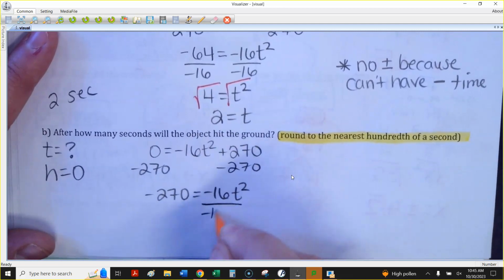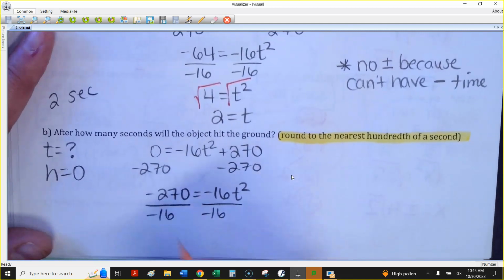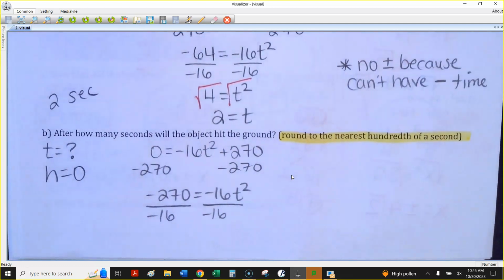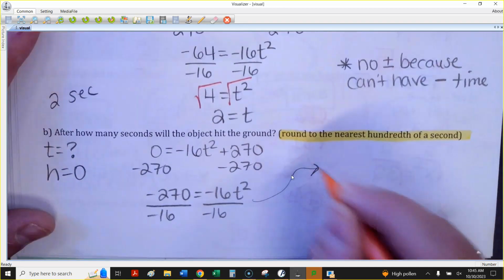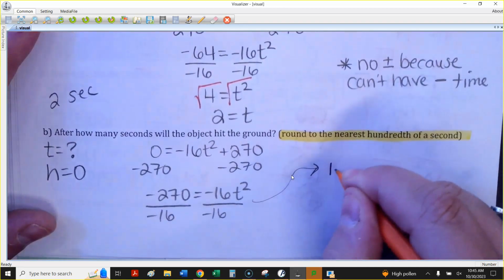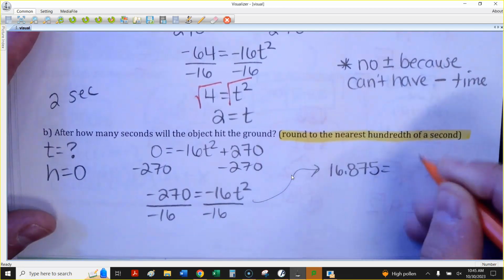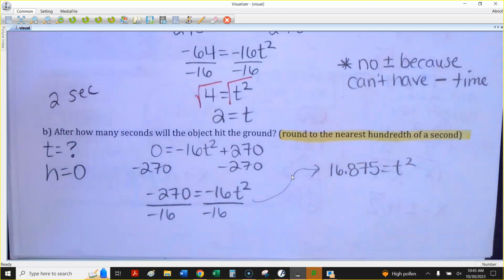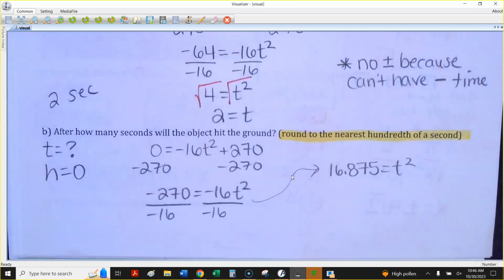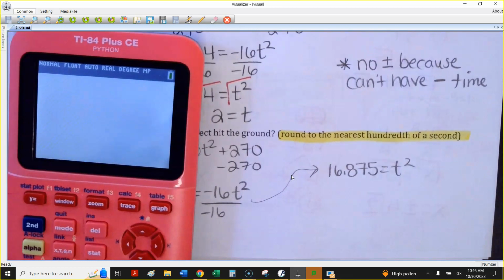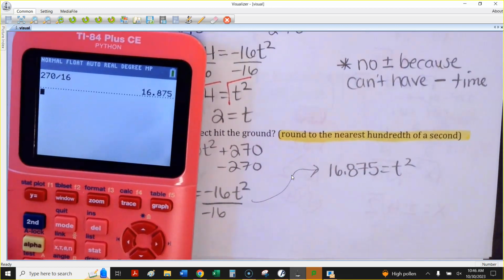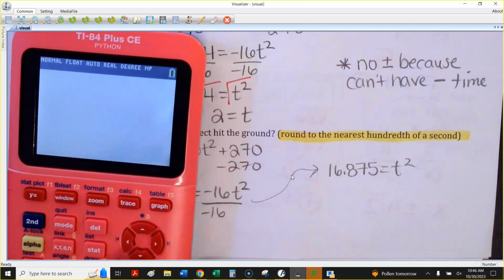And the negative's going to cancel out, so it's going to be totally fine for us to take the square root here. If you do this, it's not a nice number, so since they asked me to round to the nearest hundredth, I'm just going to go ahead and write the entire decimal out. If you divide this here, you should get 16.875. And that's what I want to take the square root of. And really similar to that last question, I'm just going to check that real quick.